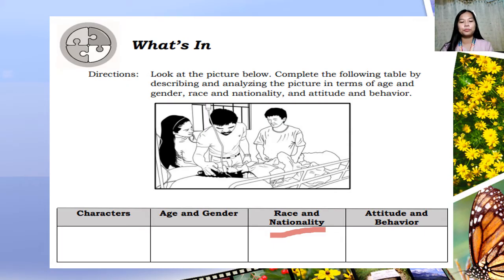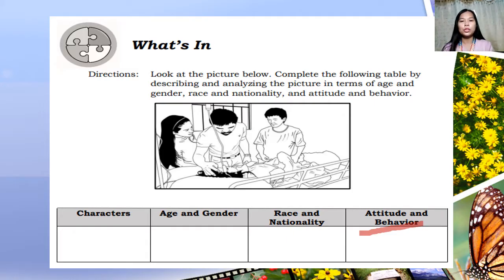And lastly, for attitude and behavior. We will be analyzing the picture as to the attitude and the behavior of a certain character in the picture or in the image. So, is the character compassionate, hardworking, friendly, helpful, peaceful? You can actually give the qualities of a certain character that is in the picture.